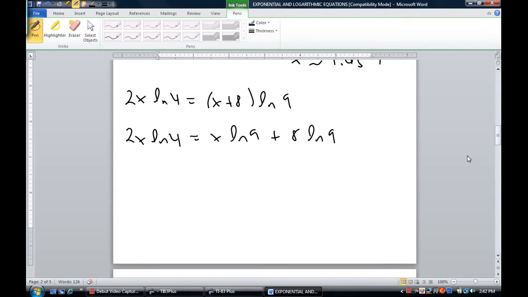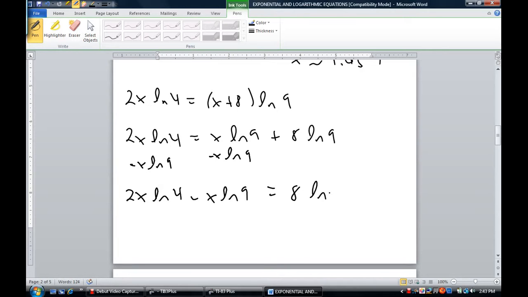Now, here's what's going on. I have two x terms. Now, natural log of 4 and natural log of 9 are just plain old numbers. They're actually ugly decimals that you can't write down. That's why we have this natural log symbol. And this 8 natural log of 9 is nothing but a number also. So what I'm going to do is subtract off x natural log of 9. And I'm going to end up with this: 2x natural log of 4 minus x natural log of 9 equals 8 natural log of 9.